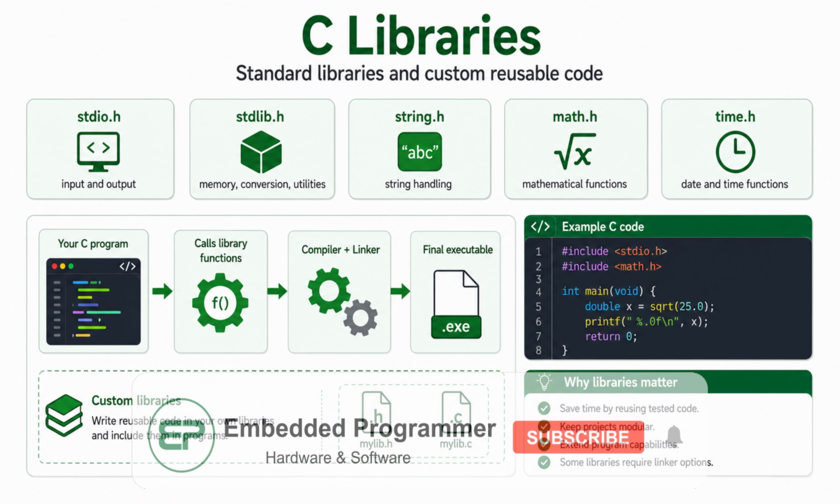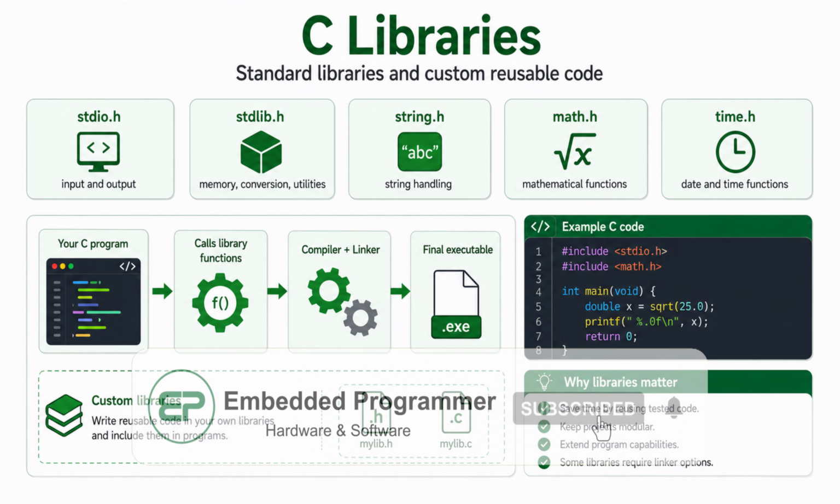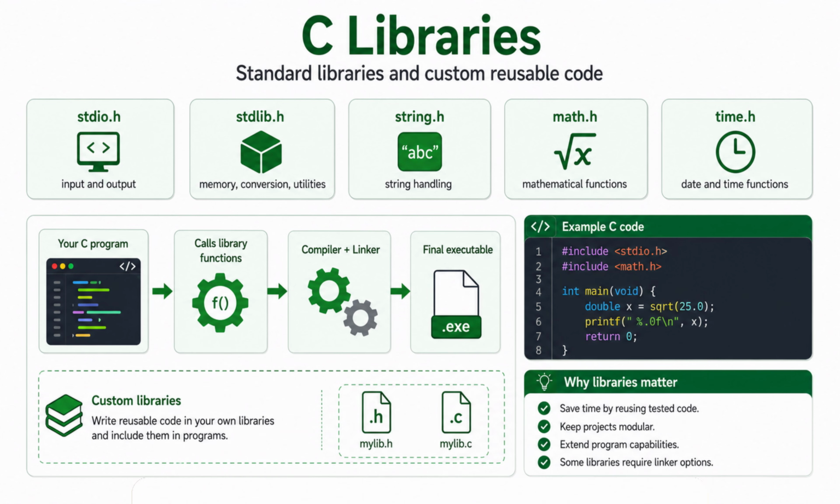After understanding source files, header files, and include directives, the next important concept is libraries. In C programming, libraries provide reusable functionality, so we do not need to rewrite common operations from zero every time. Standard libraries such as stdio.h, stdlib.h, string.h, math.h, and time.h provide functions for input and output, memory utilities, string processing, mathematical operations, and time-related tasks.